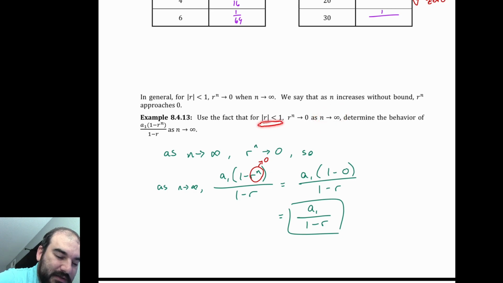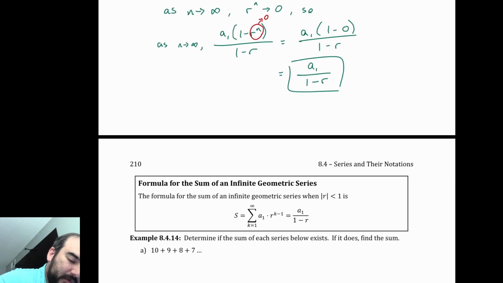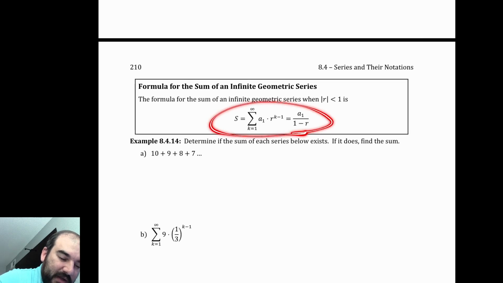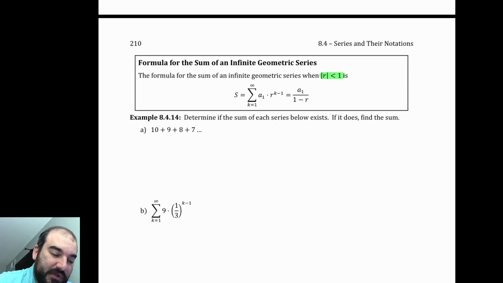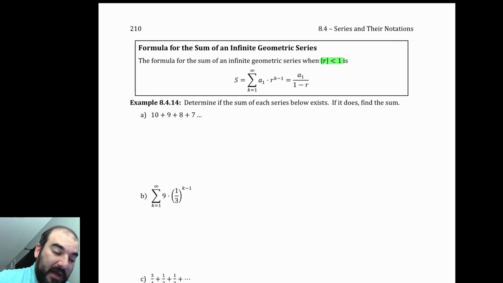As long as r was between 1 and negative 1, as long as r is a fraction smaller than 1, when you go to the infinite series, that r to the n is going to turn into 0. That'll go away, so you get this formula here, which is the formula on the next page for the sum of an infinite geometric series as long as the absolute value of r is less than 1. So now we're able to find the actual sums of these infinite geometric series by using this formula.